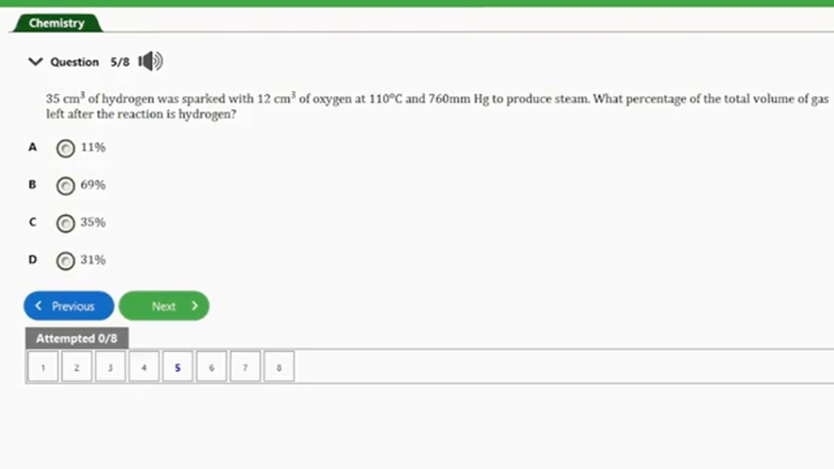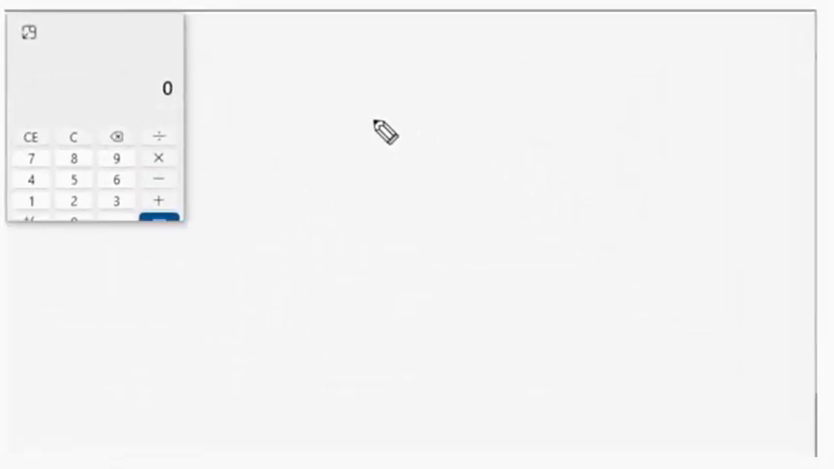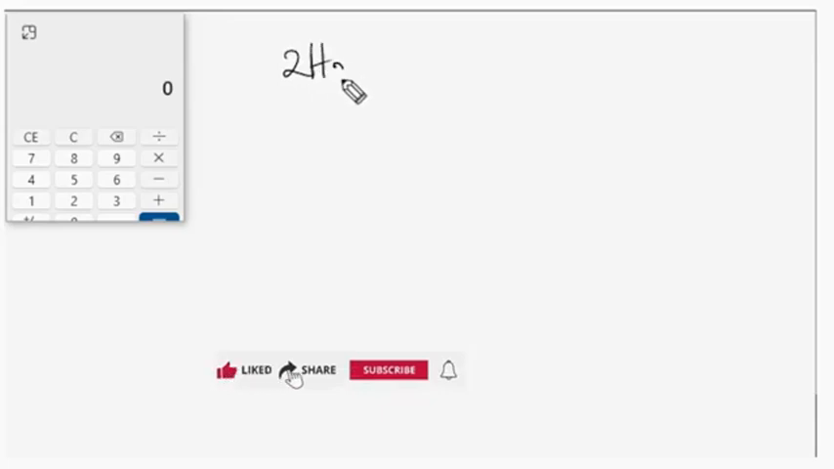So guys, let's go ahead and zoom into our workspace here and solve this together. Let's go ahead and write the equation of the reaction first. So hydrogen here plus oxygen here to yield water.